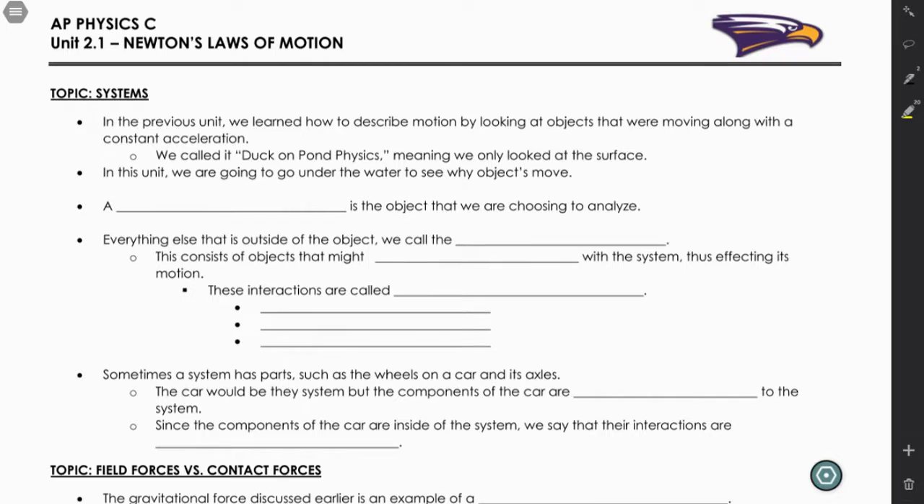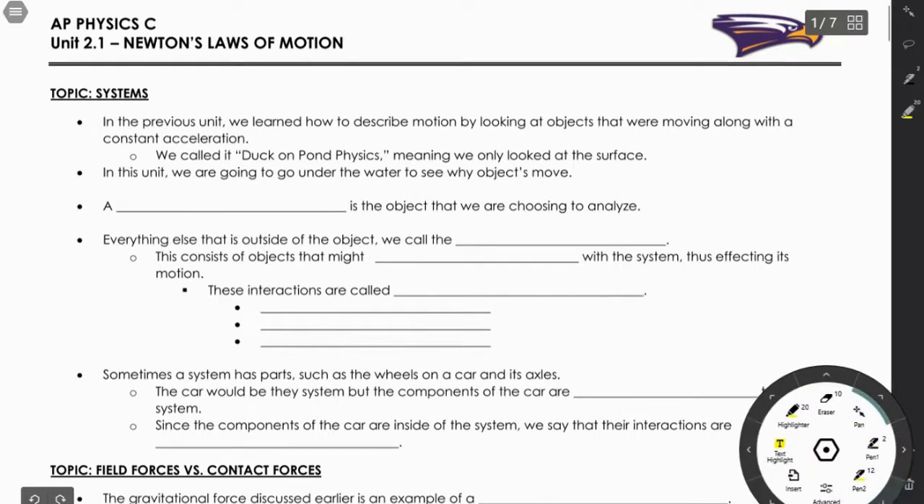But in this video, we're going to talk about systems. And one thing to remember is that in the previous unit, we really learned how to describe the motion. And so the description, again, we talk about how this is duck-on-pond physics, right?